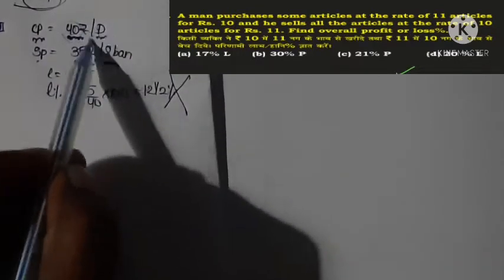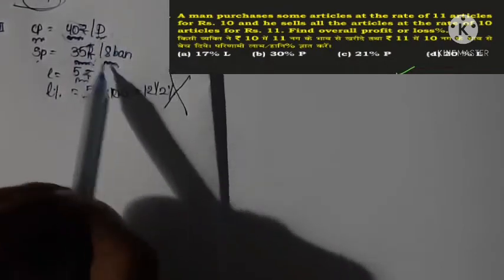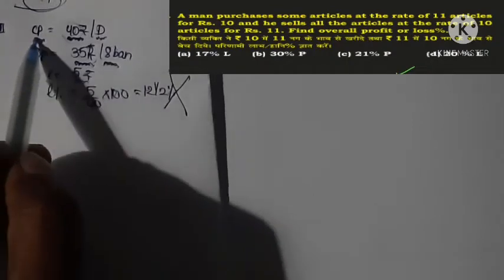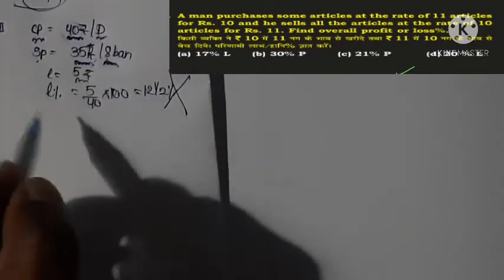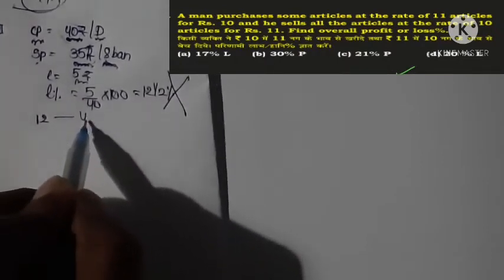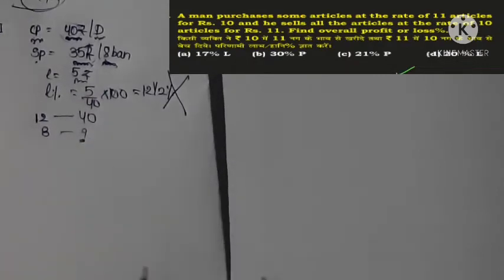See, the unit is different. Here the unit is per dozen. Here the unit is for 8 bananas. So we need the actual cost price of 8 bananas. Here a dozen means 12. So the cost of 12 bananas is 40 rupees. So 8 bananas cost is the actual cost price.